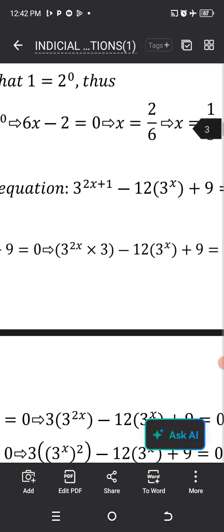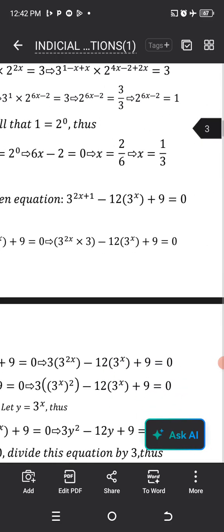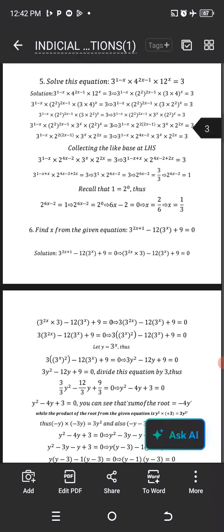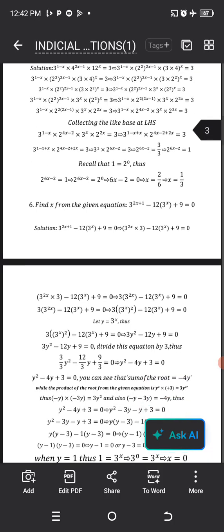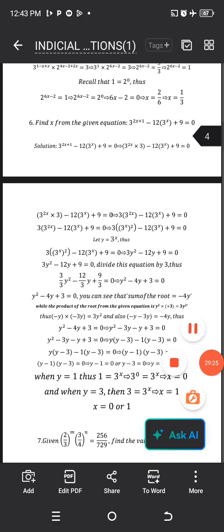So x is equal to what? 2 over 6, and x is equal to 1 over 3. So that is the solution for that. Let me zoom out again. So thank you. So I move to question 6.